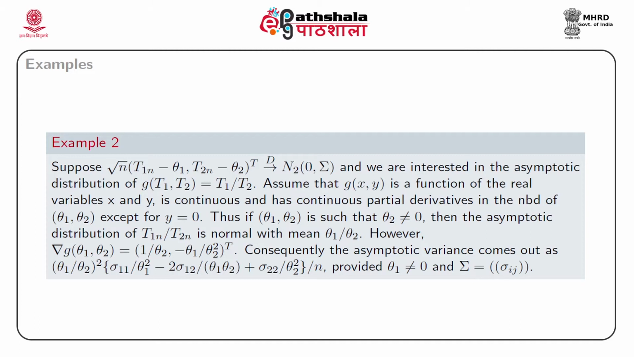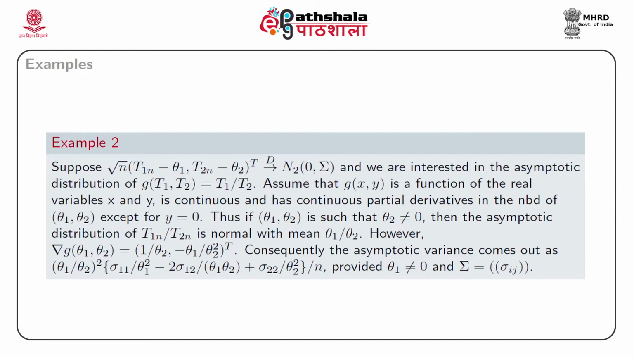Thus if theta_1, theta_2 are such that theta_2 is not equal to 0, then the asymptotic distribution of T_1n divided by T_2n is normal with mean theta_1 by theta_2. However, the gradient vector of G at (theta_1, theta_2) is nothing but a vector with first component 1 by theta_2 and second component minus theta_1 divided by theta_2 squared.